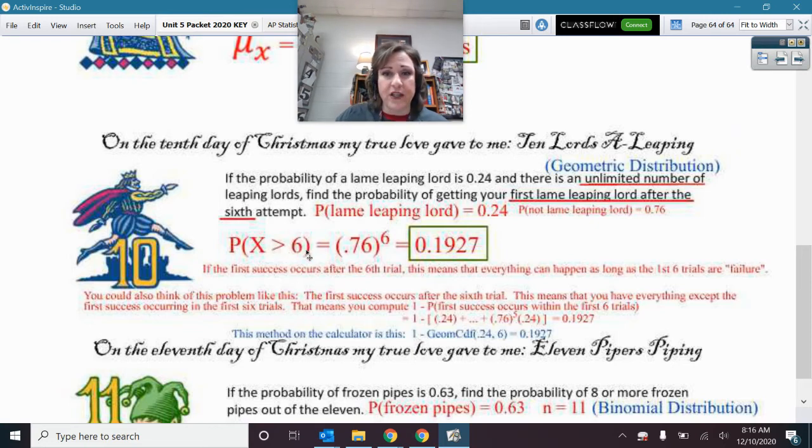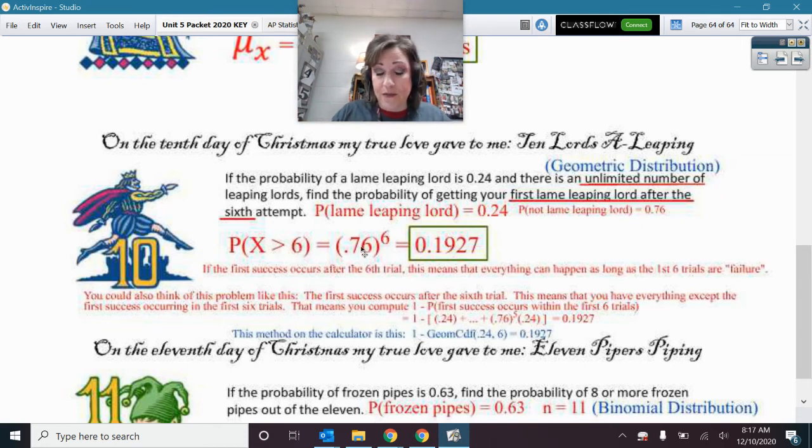6. Now, this is very interesting how we do this, because we want to know that the first one that you come to is after the 6th. After the 6th means the first one that we get is the 7th or past that. There's 2 ways you can think of this. If the first one you get is the 7th or past, then you don't care what's happening past the 6th. You don't care what's happening 7 and on. You are just specifying and identifying that the first 6 are definitely not a lame leaping lord. So in order to get that probability that it is greater than 6, that's 7 and on, I need those first 6 to be failures.